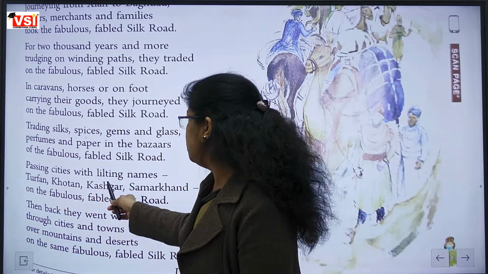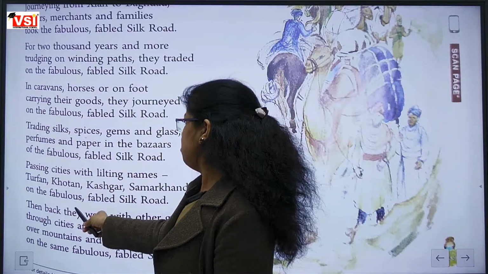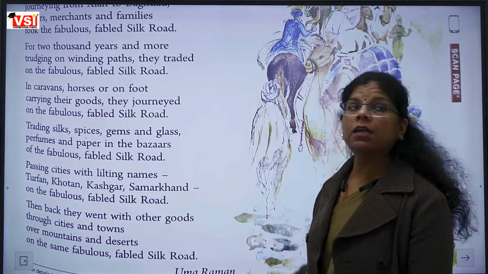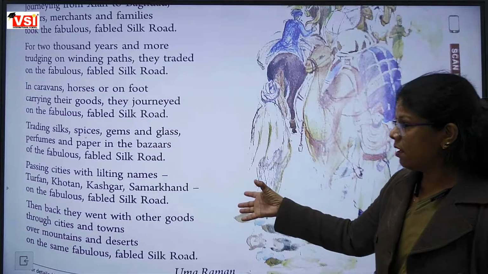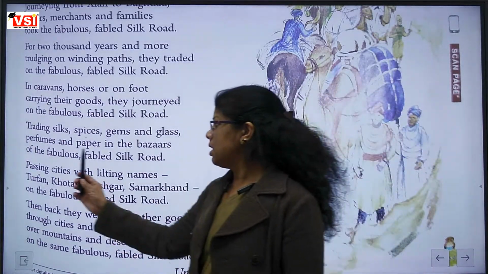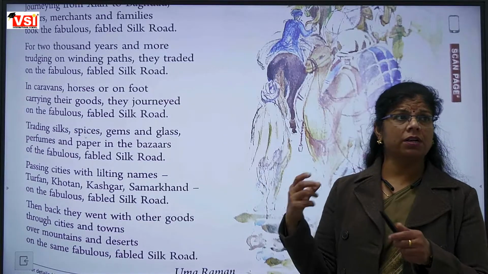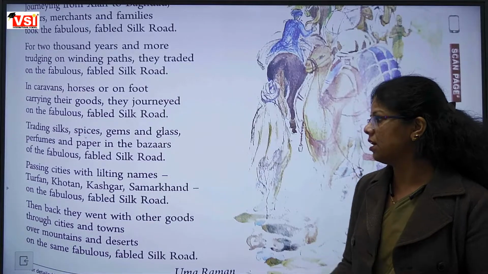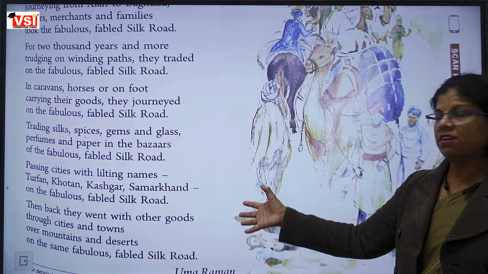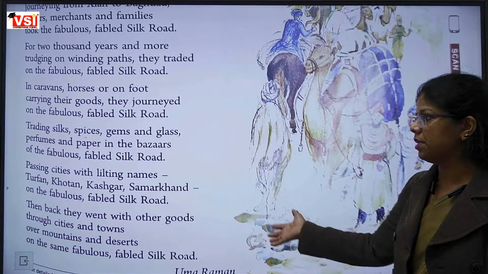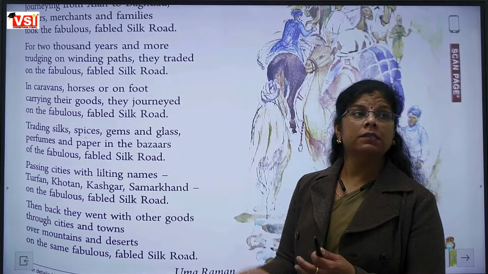"Passing cities with lilting names, Turfan, Khotan, Kashgar, Samarkand, on the fabulous Fabled Silk Road." Passing cities with lilting names. What is lilting? It means rhyming words. See, the words are rhyming with each other: Turfan and Khotan, Kashgar and Samarkand. It means the names of the cities were rhyming with each other. Rhyming कौन सा होता है, जो एक दूसरे से थोड़ा लय मिलाता हुआ सा नजर आता है. Fine. So lilting is called rhyming. So the cities which are present on the famous Fabled Silk Road, the names of these cities are lilting, the names of these cities are rhyming.